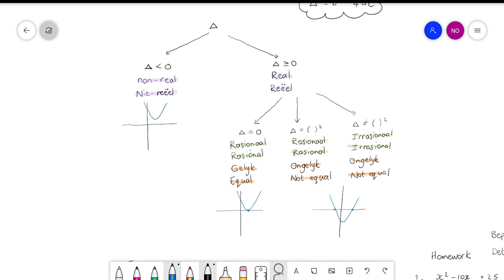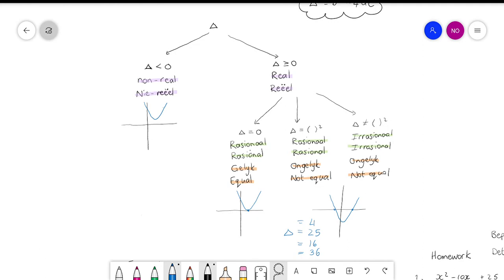As jy kry hy is gelyk aan 0, gaan jy sê hy is rasionaal en gelyk. As jy kry hy is 'n volkome vierkant, so for this I mean it's a number squared. So say for instance you get that is equal to 25 or equal to 16 or equal to 36 or equal to 4. Any one of our numbers that you know is a number squared, a whole number squared. Then you write down it's rational and it's not equal.